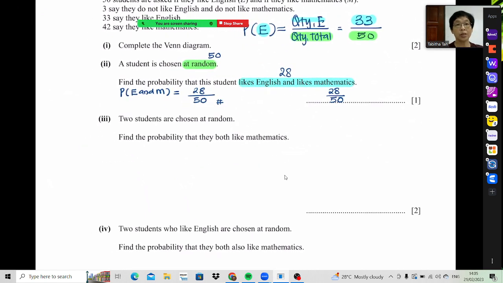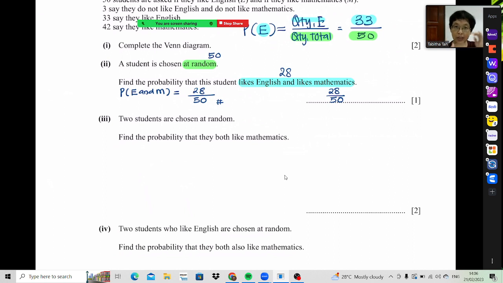2 students are chosen at random. This time there are 2, so that means we will pick one and then pick again. So now we just want to go by the simple logic. If there are 50 students, and after you have picked one, this student will be set aside, not joining back to the crowd. Now, how many students are left available for us to pick? Yes, it will be minus 1 student from the 50. That means you have 49 students left.